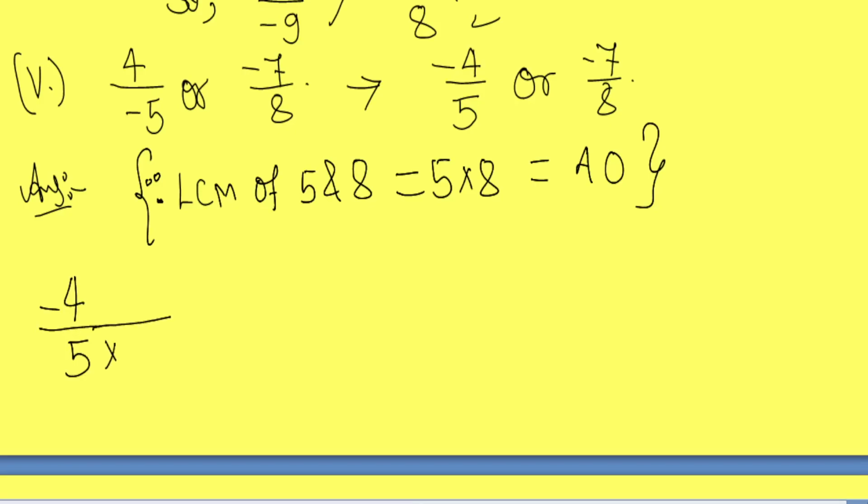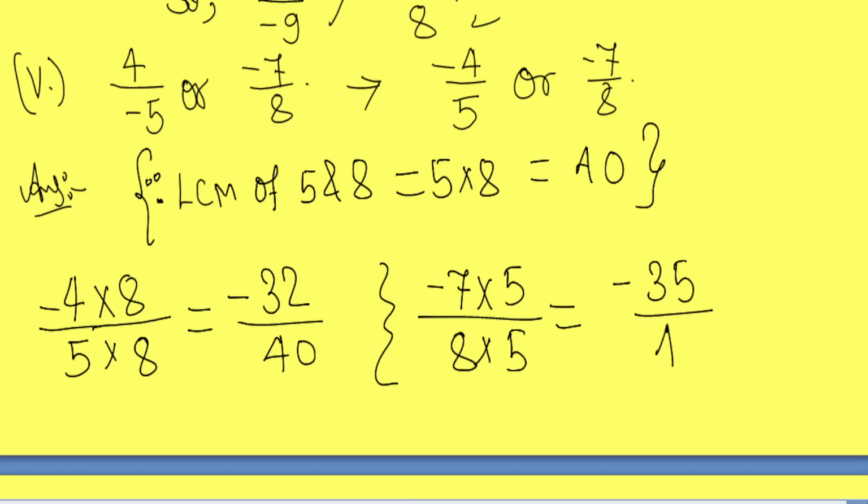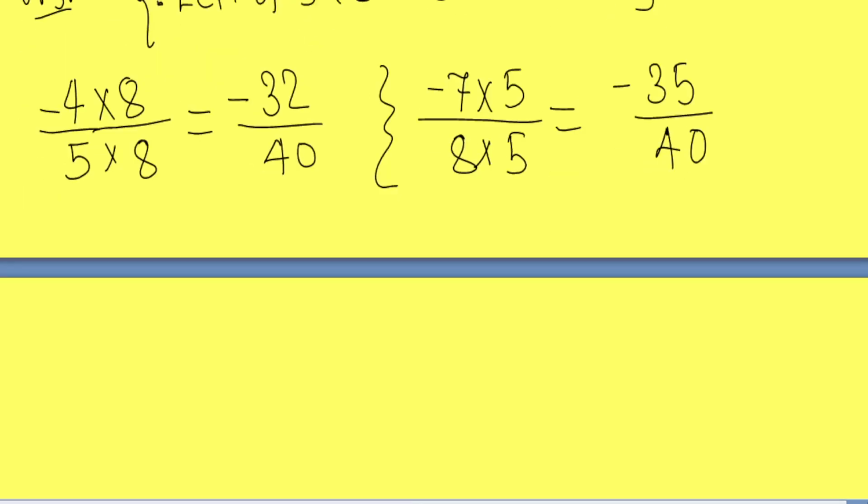Now taking the first rational number minus 4 upon 5. What should be multiplied with 5 to get 40? 8. So we multiply 8 in the denominator and the numerator as well. Here we get minus 32 upon 40. Next rational number is minus 7 upon 8. What should be multiplied with 8 to get 40? 5. So we multiply 5 in the denominator and in the numerator. Here we get minus 35 upon 40. So clearly you can see it is minus 32 upon 40 and minus 35 upon 40.